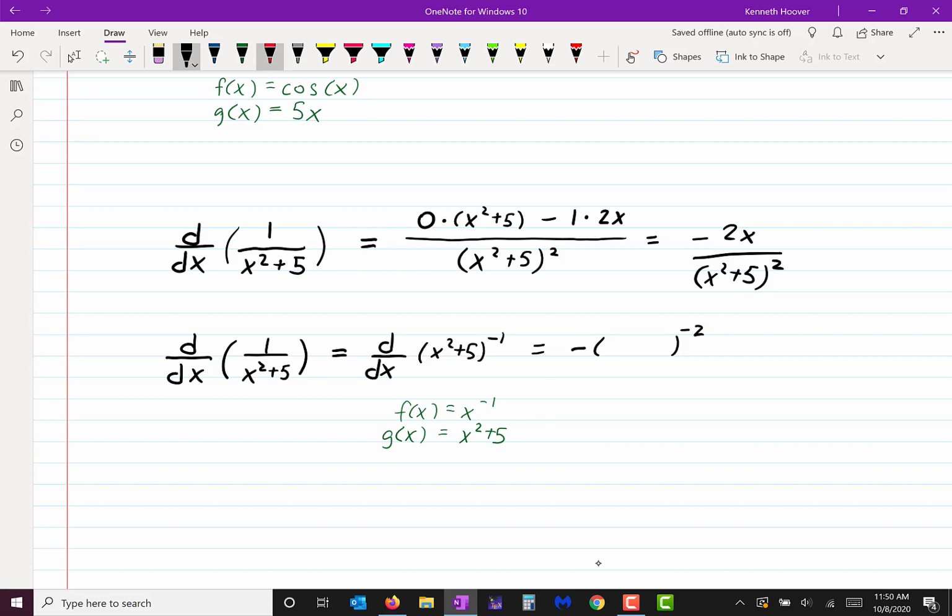How am I getting that, by the way? It's because I'm taking this and I'm bringing it down, and then I'm subtracting 1 from there. That's where the negative sign in front is coming from, and that's where the negative 2 exponent is coming from. I'm just using the power rule. And then I plug into that g of x, and then I multiply that times the derivative of g, which is 2x, and I end up with the same answer, negative 2x over x squared plus 5 squared. Okay? Using the quotient rule was maybe a slight bit faster, but I just wanted you to see that you could do that problem without the quotient rule if you know the chain rule.